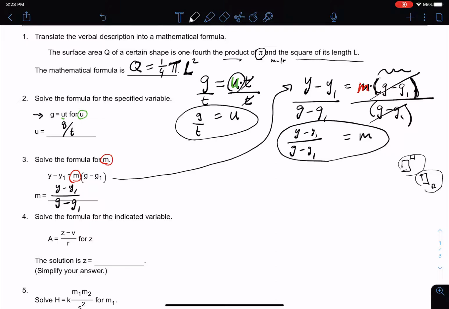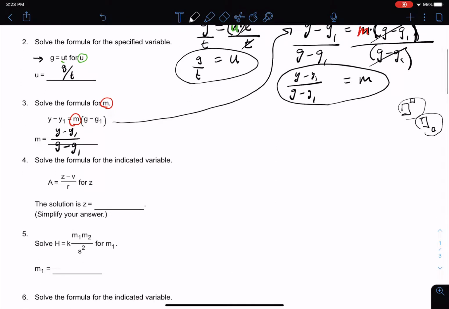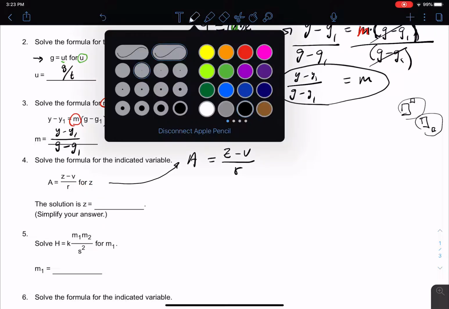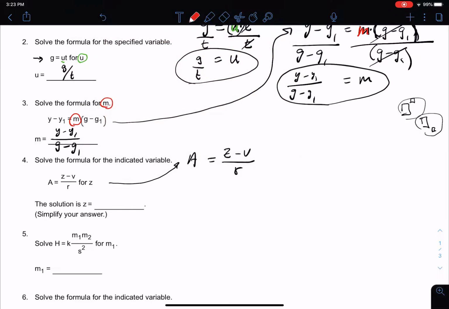Okay, let's take a look at the next one. In the next problem, we will go ahead and do right here. I'm going to write it as A equals Z minus V over R. And it's saying to isolate or solve, whoops, that's the shade button. Okay, how do I undo that? There we go. Or the highlight button, I guess.